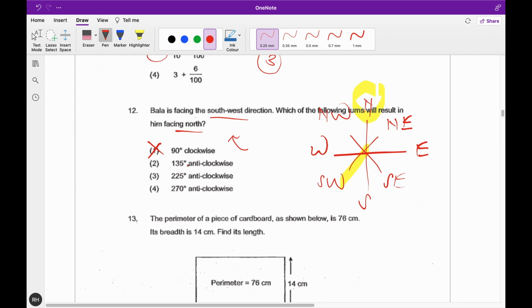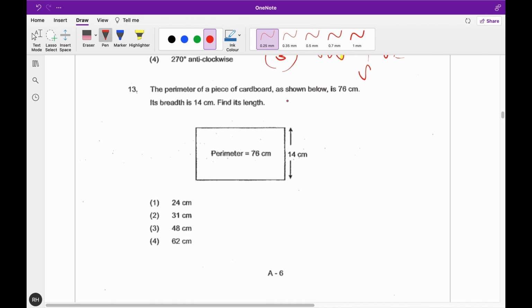135 degrees anti-clockwise. So we have 45, 45, 90, 90 plus another 45. We'll end up at east. So this is out. Okay, so 225. So 90, 180. 180 plus 45 will give 225 degrees anti-clockwise. So the answer is option 3.